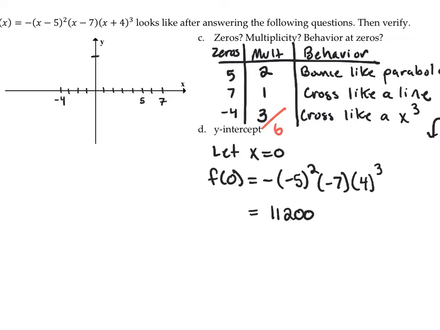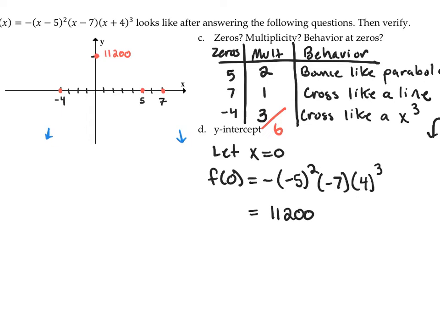So I've got my x-axis, and I'm going to go ahead and put my zeros on, negative 4, 5, and 7. And then my y-intercept, I don't have to use the same scale for the y's, so I'm just going to place it at 11,200. We know it's a degree 6 with a negative leading coefficient, which means in the long run, both of the arrows have to be pointed down.